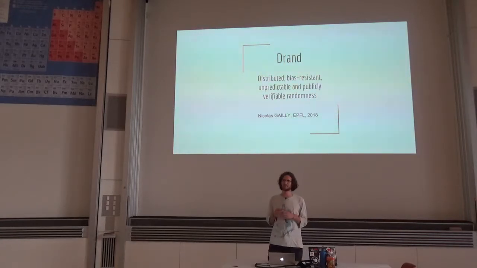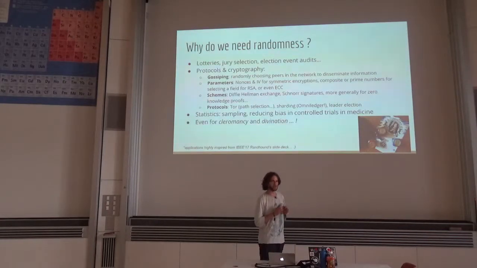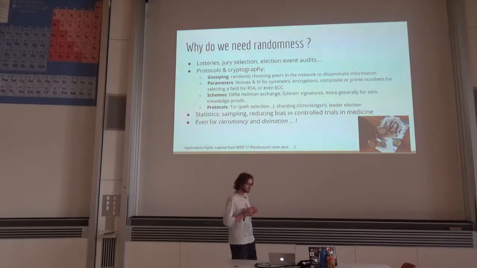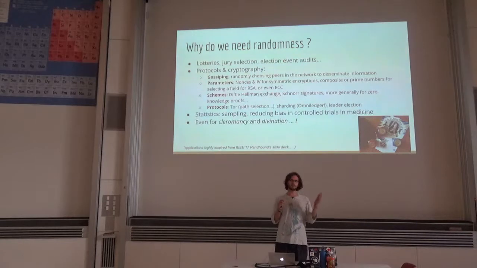So you might ask, why do we care about randomness? And I will try to convince you that it's important that we get good randomness. So why do we need randomness? We need randomness for plenty of stuff. In real-life situations, without computers, we need randomness for lotteries, for jury selection, elections, or event audits. For cryptography, we need a lot of randomness.